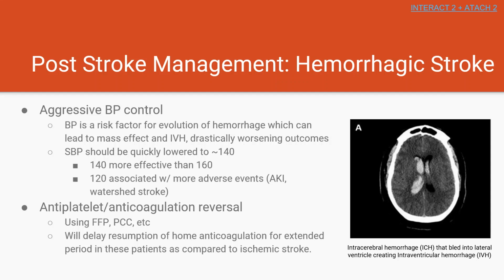And one other important thing to always remember with hemorrhagic strokes is that anticoagulation and antiplatelet therapy must be reversed immediately using therapies like PCC or FFP. And then in these patients, we also wait significantly longer to restart anticoagulation than the typical ischemic stroke patient.